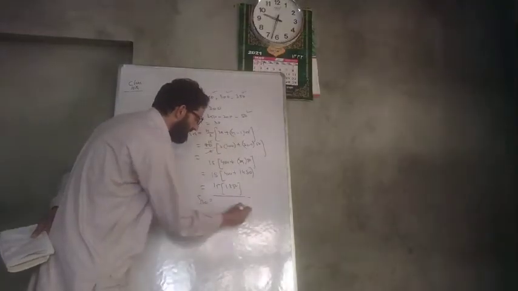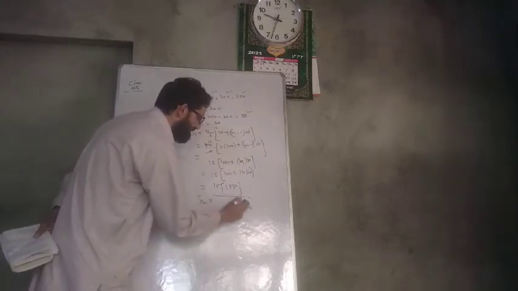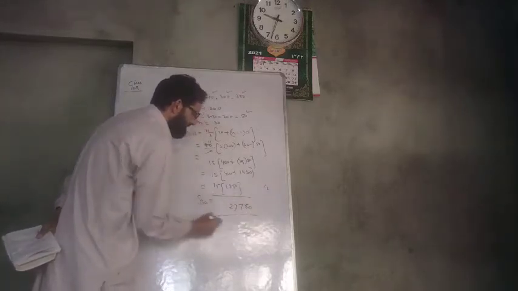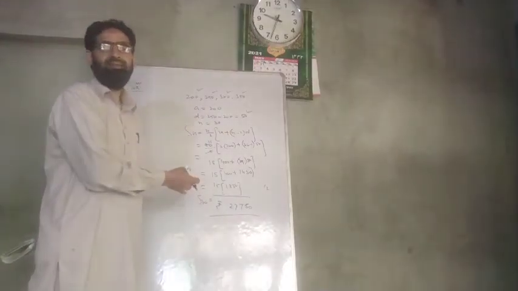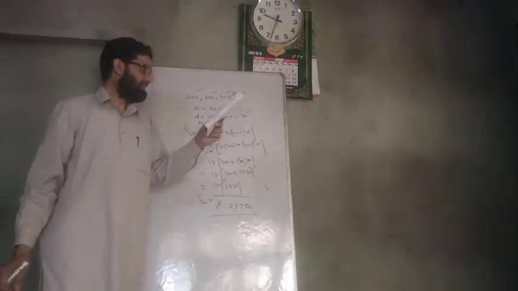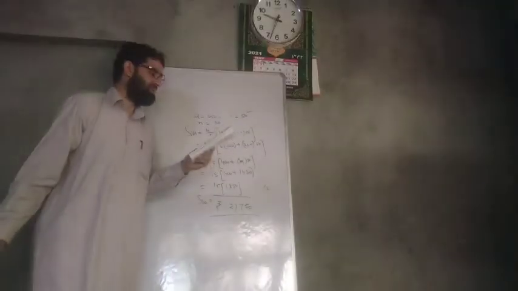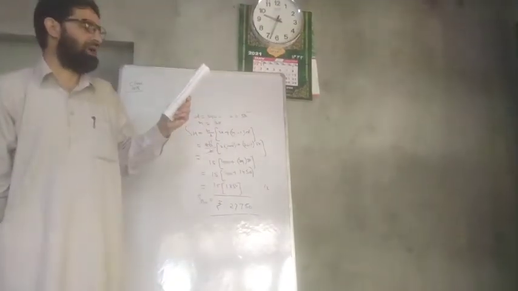So this will be equivalent to 27,750 rupees. This is the penalty the contractor has to pay. So I think this is very easy. This was the AP format. So this is a very easy question. 27,750 rupees.